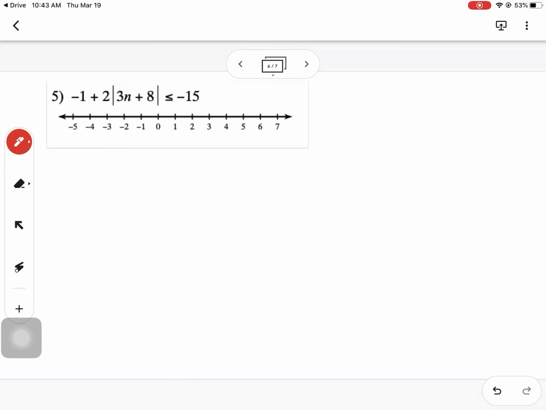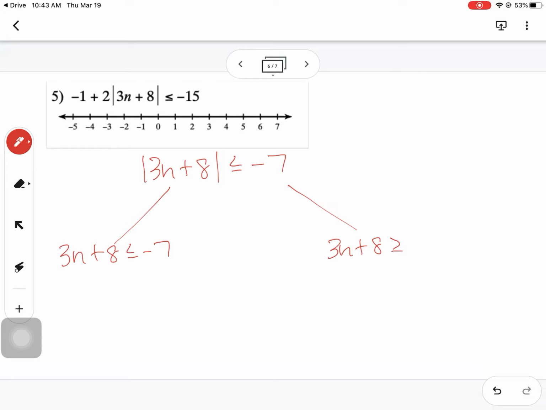Here I would add 1 and get negative 14, divide by 2, and you get 3n plus 8 is less than negative 7. And we do have to split it. You split it primarily the same way. 3n plus 8 is less than or equal to negative 7. 3n plus 8 is greater than or equal to positive 7.